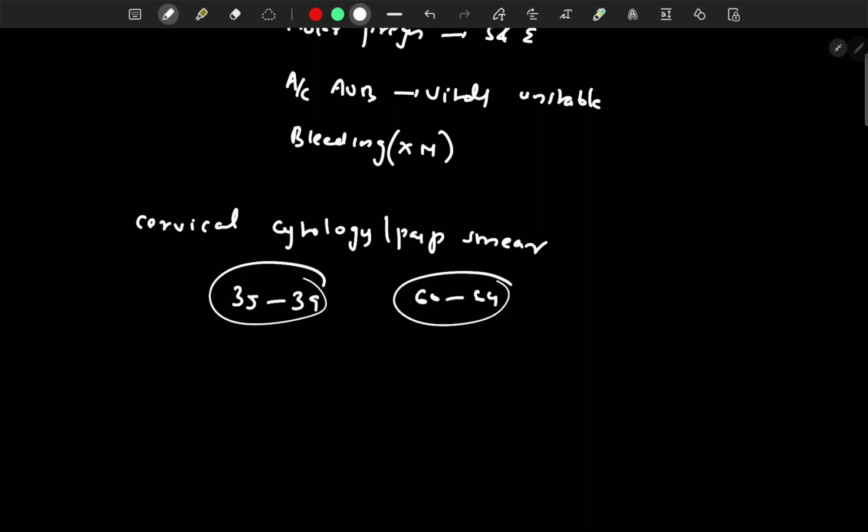So we will be doing this in a female who presented with atypical uterine bleeding, specifically if they say that they are having post-coital bleeding, or post-menopausal bleeding. This history is one of the differential diagnoses, carcinoma cervix. So to rule that out, we will do a cervical cytology or a pap smear.